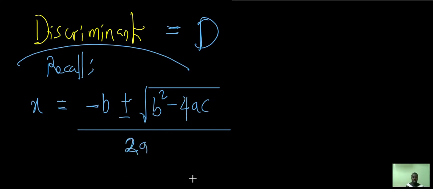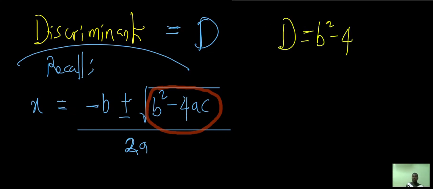Now the discriminant that helps you distinguish all three kinds of roots a quadratic can have is found here. It's just the expression under the square root. So the discriminant we are referring to is simply b squared minus 4ac. So discriminant D equals b squared minus 4ac.